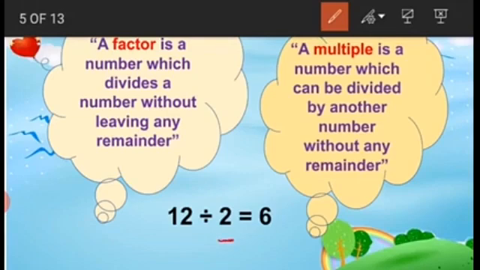2 is a number which divides 12, which divides a number which is 12 without leaving any remainder, means we get our answer 6 without leaving any remainder. Okay, so the factor is 2. A number which divides a number which is 12 without leaving any remainder means we get our answer without any remainder. Okay, so this is the factor.